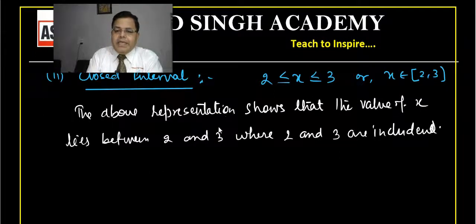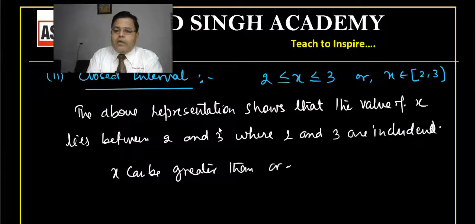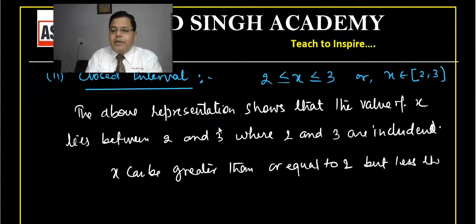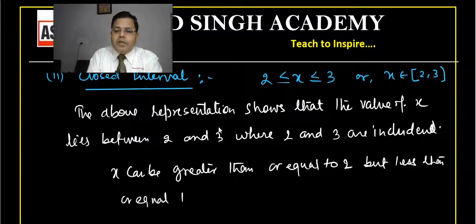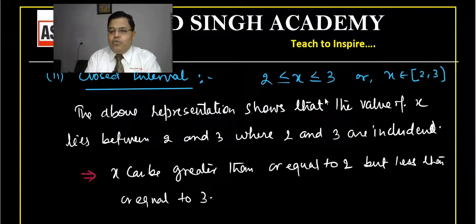So x can be greater than or equal to 2, but less than or equal to 3. Remember this fact: here x can be greater than or equal to 2, but less than or equal to 3. So the least value of x is 2, which is fixed and cannot be more or less, and the greatest value of x is also fixed at 3. Since the lower boundary and the upper boundary are both closed and fixed, this is called a closed interval. I hope you got this point, right?